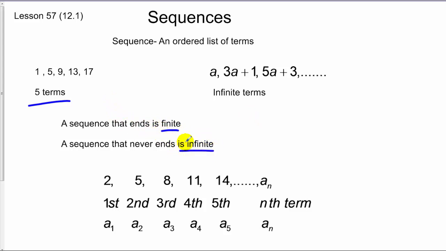Now, as far as notation goes, here's another sequence, 2, 5, 8, 11, 14, all the way to this a with the subscript n. The 2 represents the first term, the 5 the second, 8 the third, etc., until I get to this last term, which we call the nth term. Notation for each term: the first term is represented by a with the subscript 1, second term a with the subscript 2, all the way down to the nth term, which is a subscript n.